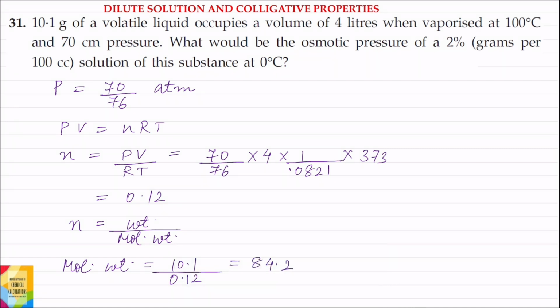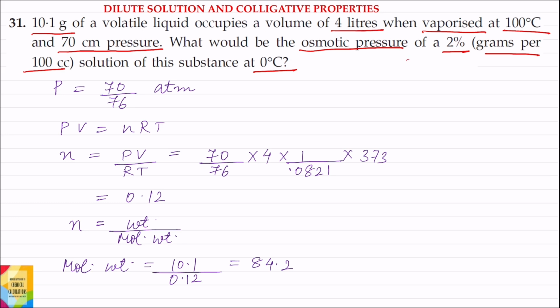In this question, weight of liquid given है 10.1 gram, which when vaporized occupies volume 4 liters. Temperature है 100 degree centigrade and pressure is given as 70 centimeter of mercury. Now we have to find out the osmotic pressure of 2%, 2%, that is grams per 100 centimeter cube solution of this substance at 0 degree centigrade. Now what is the meaning of 2% in grams per centimeter cube?